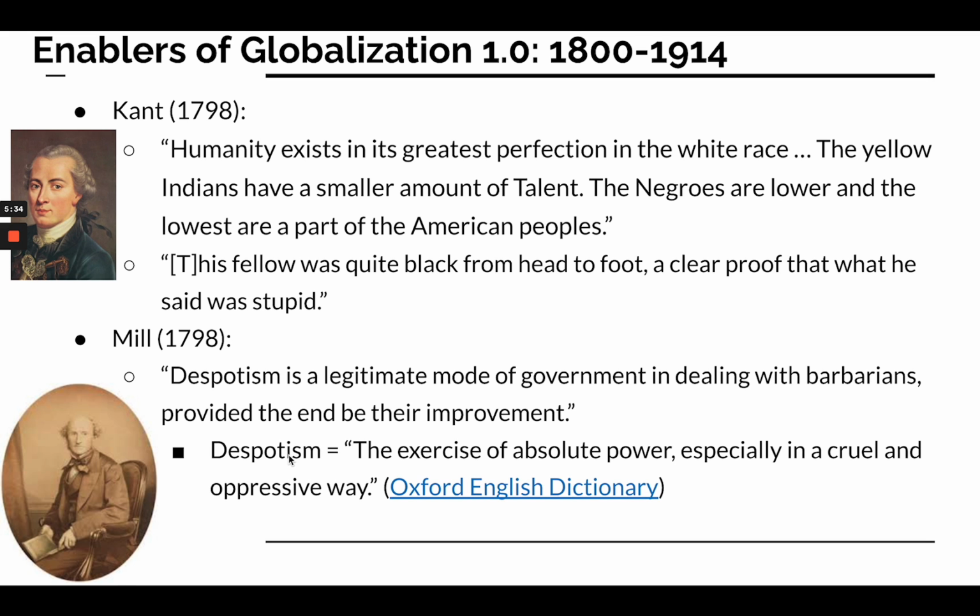And despotism, as defined by the Oxford English definition, which we can take as giving us an understanding of despotism that would have been familiar to Mill, because I don't want to put words into Mill's mouth or meaning that he is not expressing, is the exercise of absolute power, especially in a cruel and oppressive way. So Mill is saying this kind of rule is legitimate when dealing with uncivilized people.